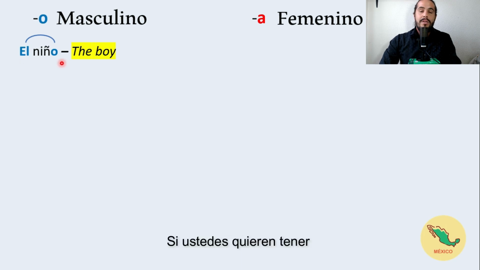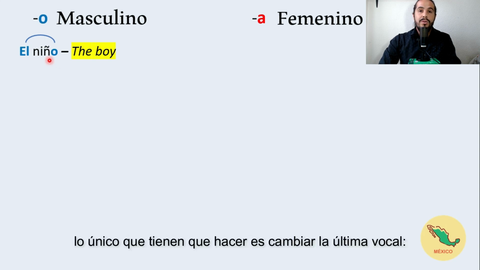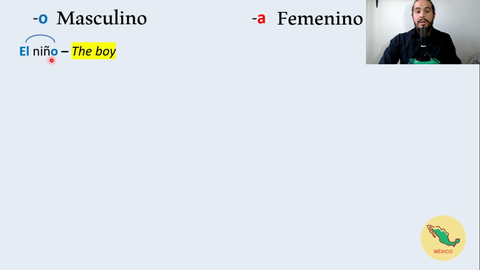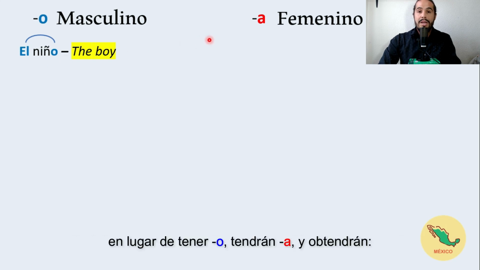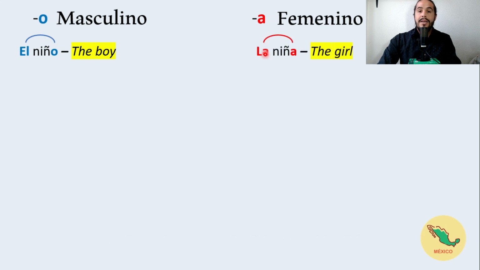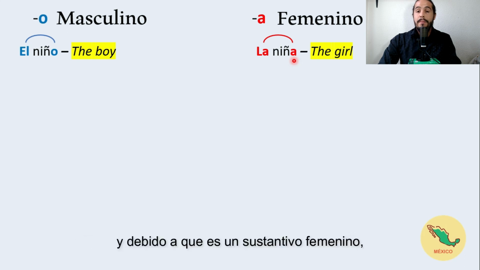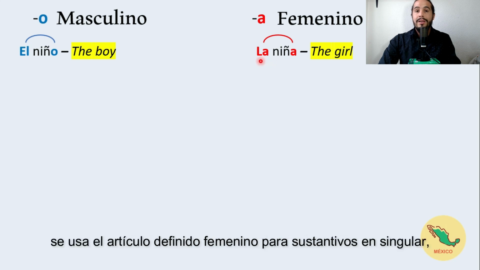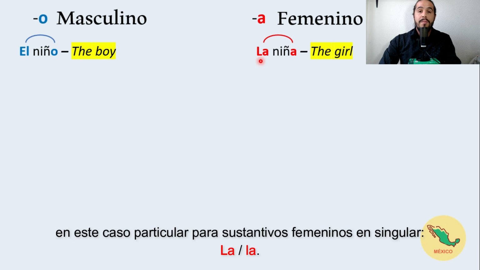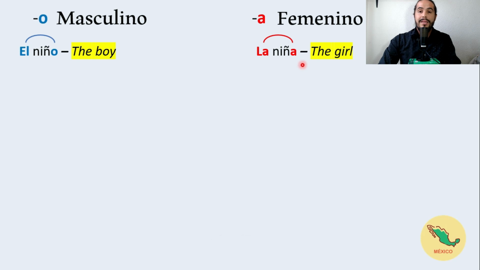If you want to have the feminine version of this masculine noun, the only thing you need to do is to change the last vowel, and instead of having O, you will have A, and you get la niña. Niña is a feminine noun because it ends with A, and because it is a feminine noun, you use the feminine definite article for singular nouns, in this case for feminine singular nouns, which is la niña, the girl.